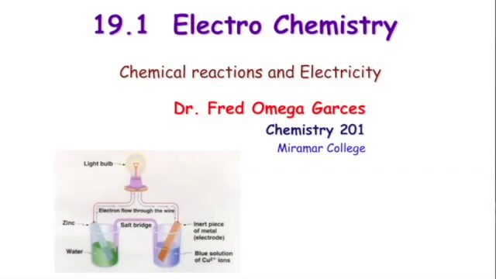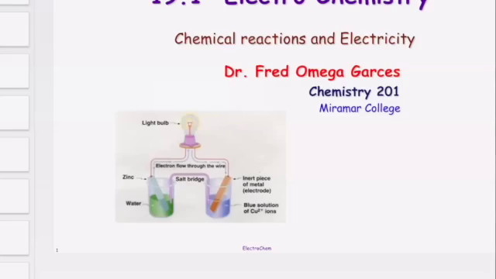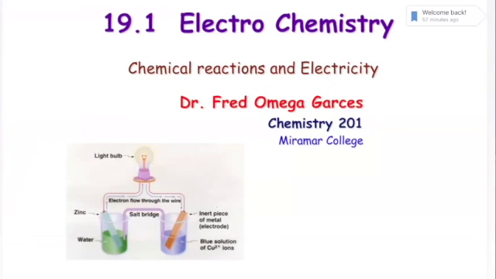You may or may not have covered balancing redox equations in Chem 200. You should have when you covered types of reactions. But if you didn't, then we're going to cover it here because it's an integral part of electrochemistry. So let me go ahead and start this. And the first part is simply understanding some of the vocabulary in electrochemistry.